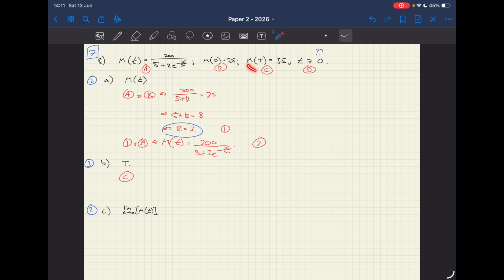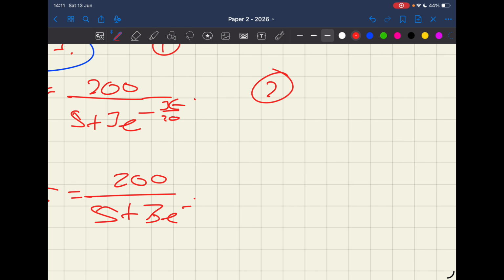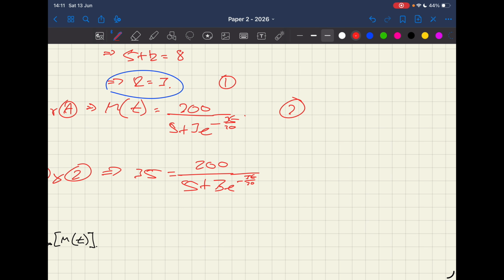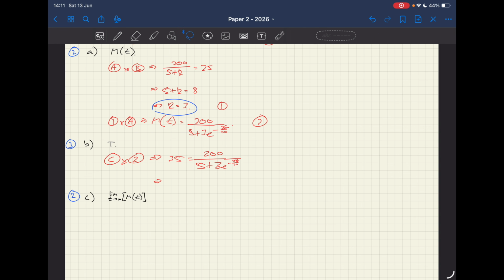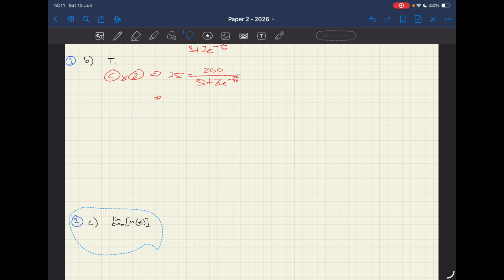And we know that we can plug in the value of 35. So if we use c and our definition that we just found for the model, so fact number 2, that can tell us that 35 is equal to 200 over 5 plus 3e to the minus 3t on 20. We're going to solve this for t. So firstly, we're going to set this down here for a second to move out of the way.